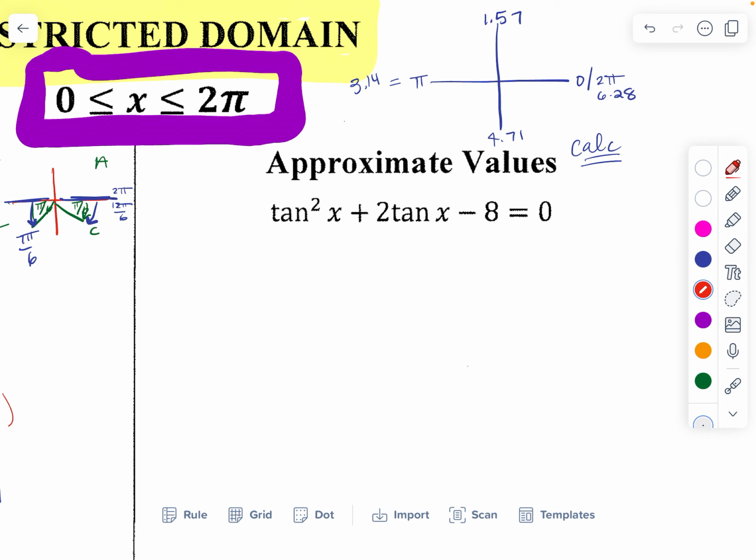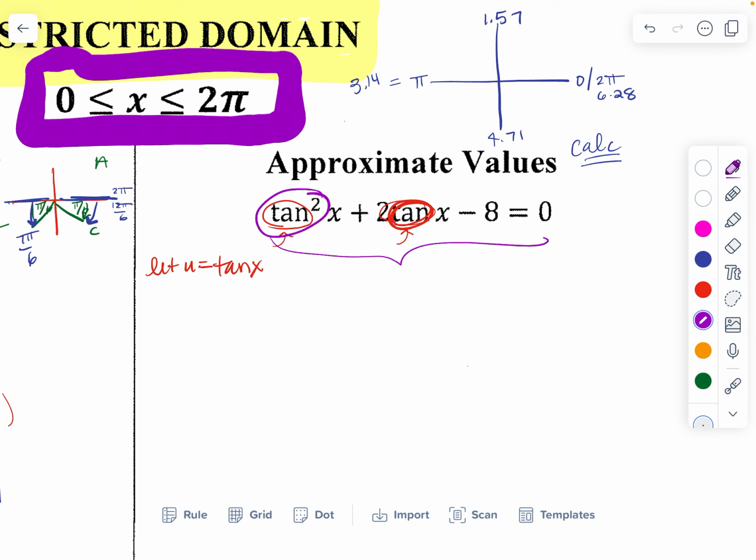Okay, so first things first, when I look at this it gets a little scary. I see tangent squared x and tangent x. I'm going to teach you a strategy that you will use a lot moving forward. In calculus we call this u substitution, where when we see something squared and then that value alone in the middle, we say let u equal whatever that value is. So we're going to say let u equal tangent x. Now we're going to rewrite this equation letting u equal tangent x.